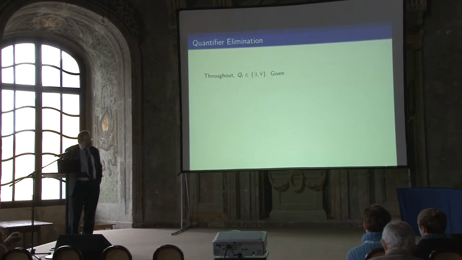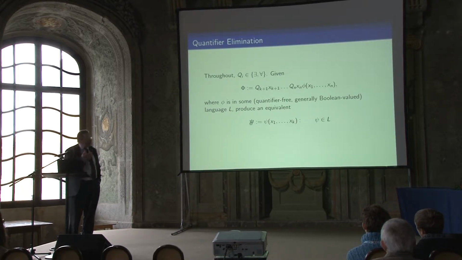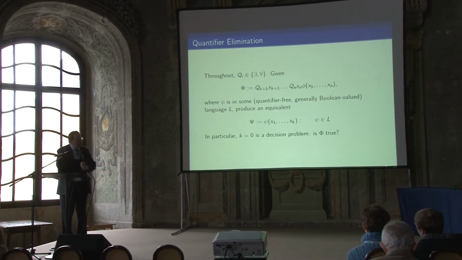So I'm going to start with a classic problem, which is quantifier elimination. And so the Q's will be either existential or universal quantifiers. Then the problem of quantifier elimination is, if you're given some formula capital Phi, which contains a bunch of quantifiers quantifying some sentence little phi, to produce an equivalent formula psi which doesn't have the quantifiers in it, which is why we call it quantifier elimination. So much is obvious. And so, of course, this will depend only on x1 through xk. And in particular, if k is 0, then psi is just either true or false, and we've got a decision problem.